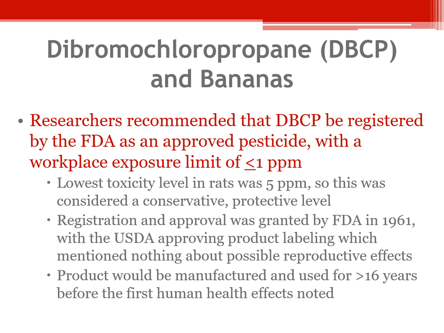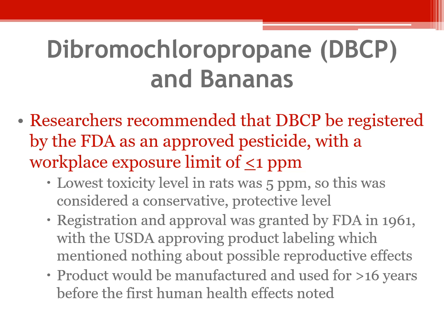And again, keep in mind that this seemed to be at least somewhat conservative or protective, because the lowest toxicity level seen in rats was 5 parts per million. That was the first level at which the shrinking of testes was observed. So it's believed that if you had a level that was 5 times less than that, that would be a conservative and protective level for workers. So registration and approval was granted by the FDA in 1961.